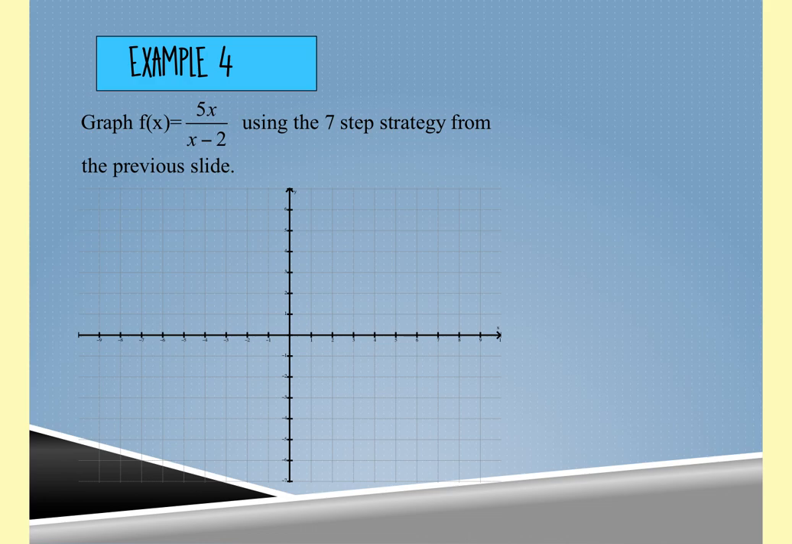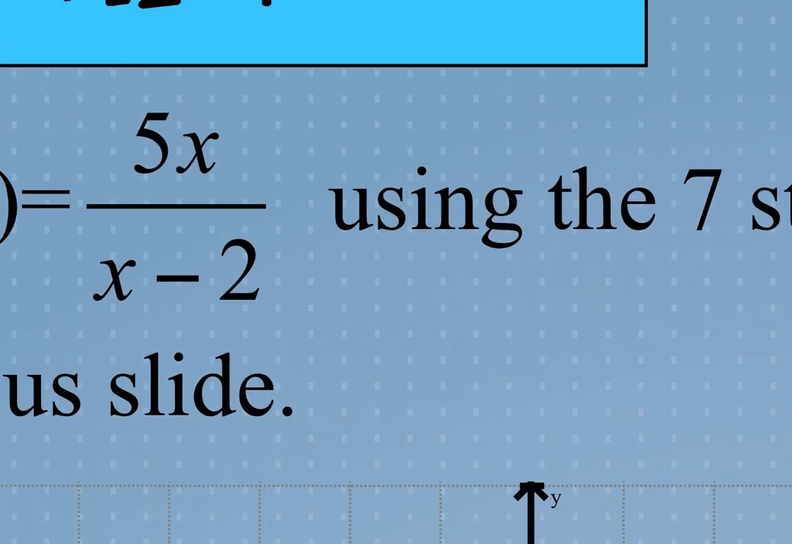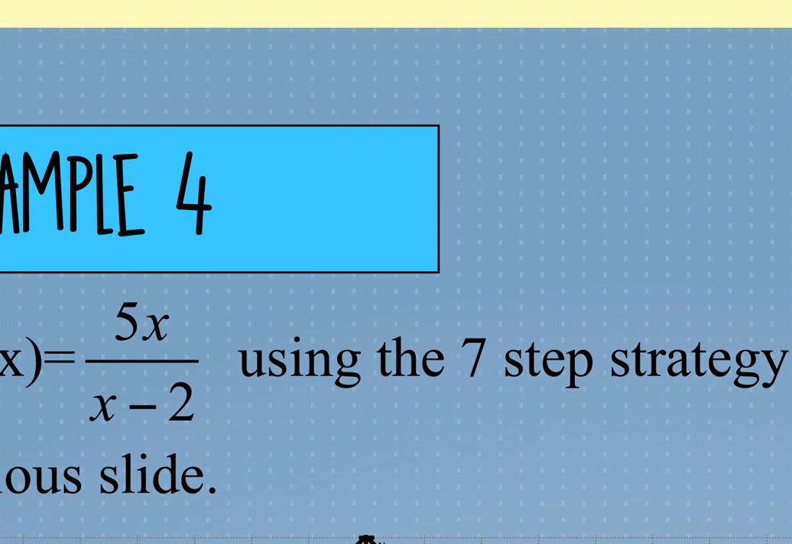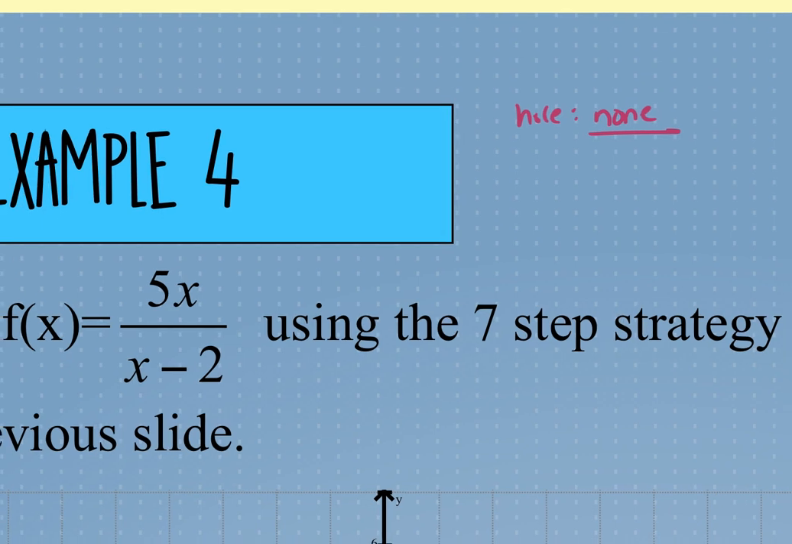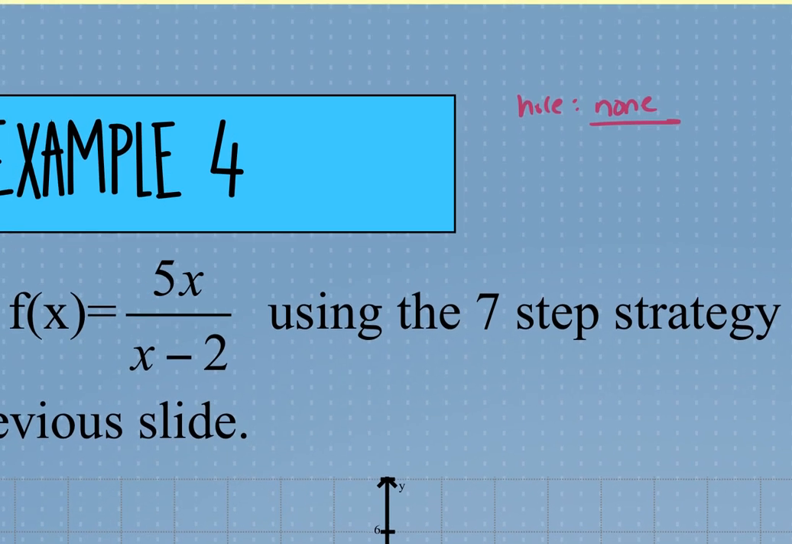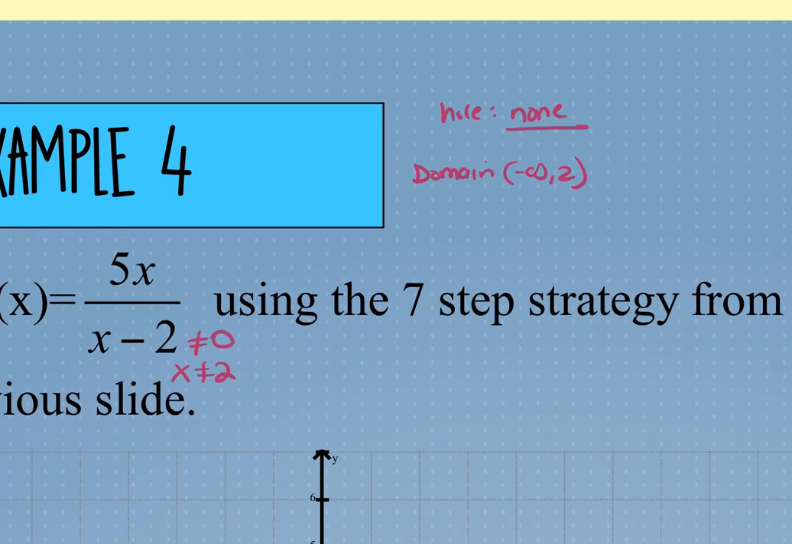Can the top or the bottom be factored here? It can't be factored, okay? So then I go to step 2. Can I eliminate a factor to see if there's a hole? Can I cancel anything in the top and the bottom out? No. So that means no holes. If there's lines on the side and there's one that says hole, I would write none, because that could happen. Then I go to the denominator. It cannot equal 0, x cannot equal 2, and that's the domain: negative infinity to 2, union 2 to positive infinity.